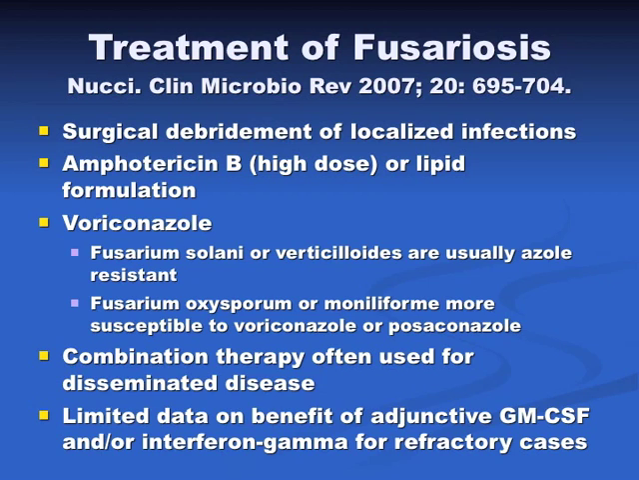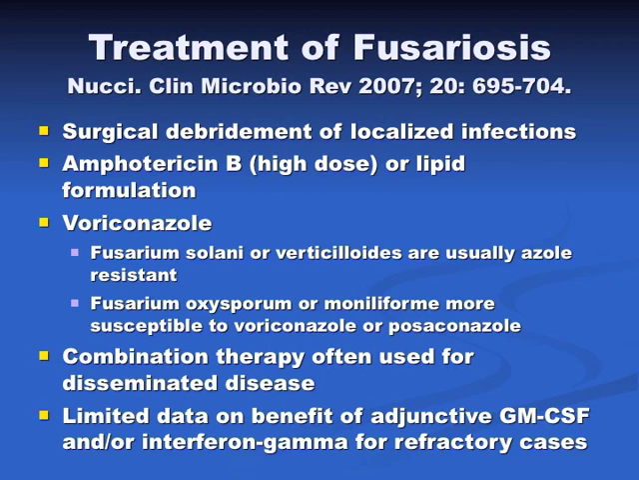So how do we treat it? Well, in an ideal world, localized infections are debrided. Use Amphotericin B at high dose, or more commonly, lipid formulations in order to get tolerance. Voriconazole definitely has a role, but it's important to note that Fusarium solani or Reticuloides are usually azole resistant.